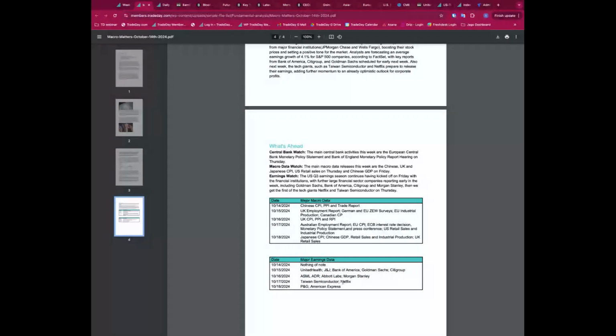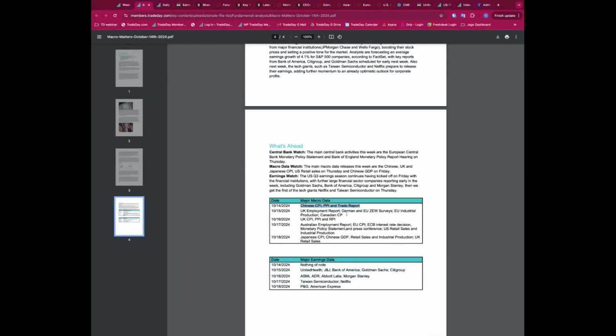Always a barometer of not just the US consumer, but the global consumer. So we'll see how Netflix delivers on Thursday. On the data side, we did get some Chinese data. The CPI, PPI, and trade report returned some to how that came through this morning.